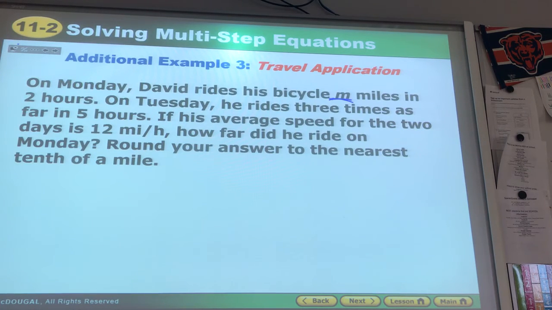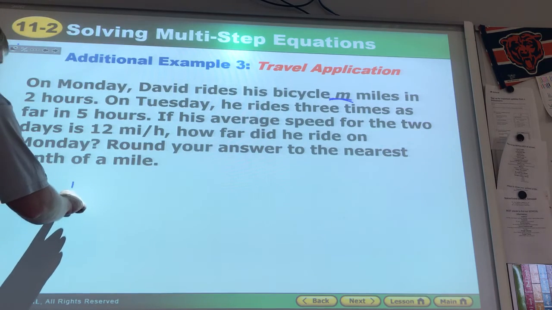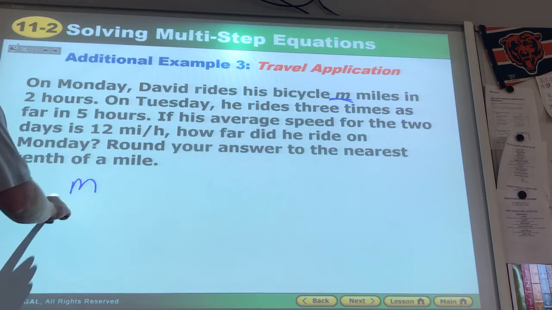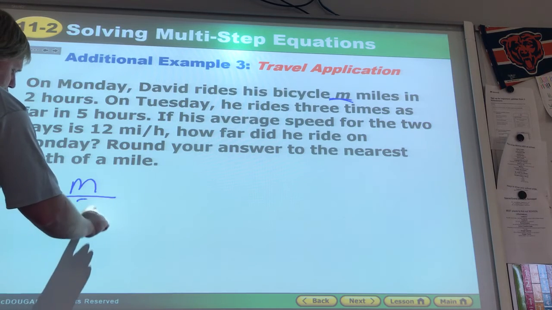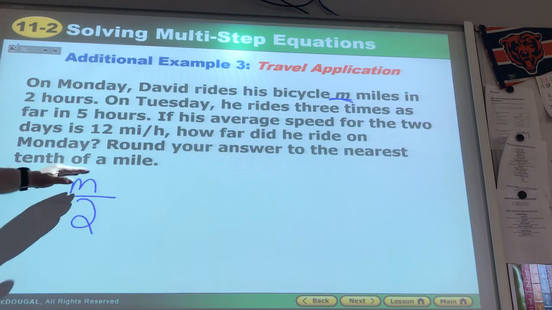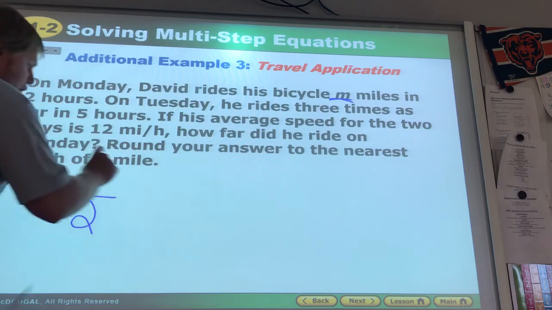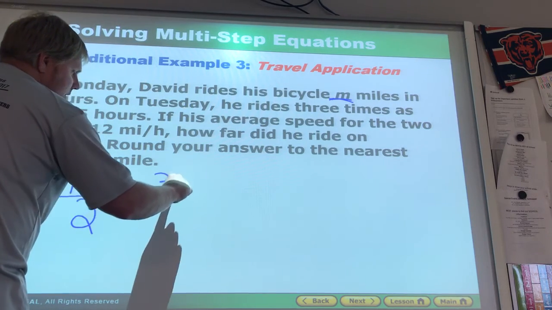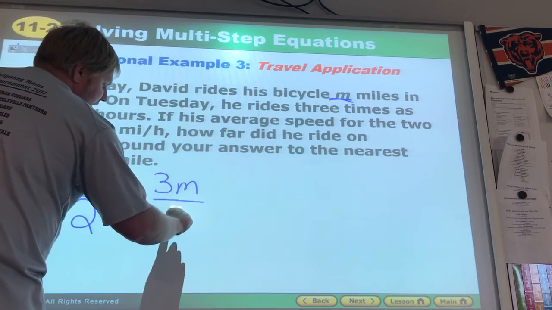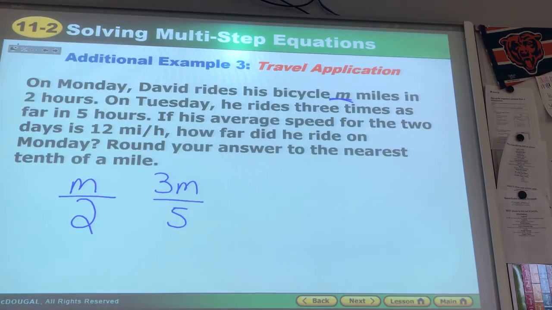All right. So, on Monday, he rode m miles. We don't know how many in 2 hours. So many miles per hour. Per is another word for division. All right. Tuesday, he rides 3 times as far in 5 hours. So, 3 times m in 5 hours. Because 3 times as far. If his average speed for the day is 12 miles per hour, how far did he ride on Monday?